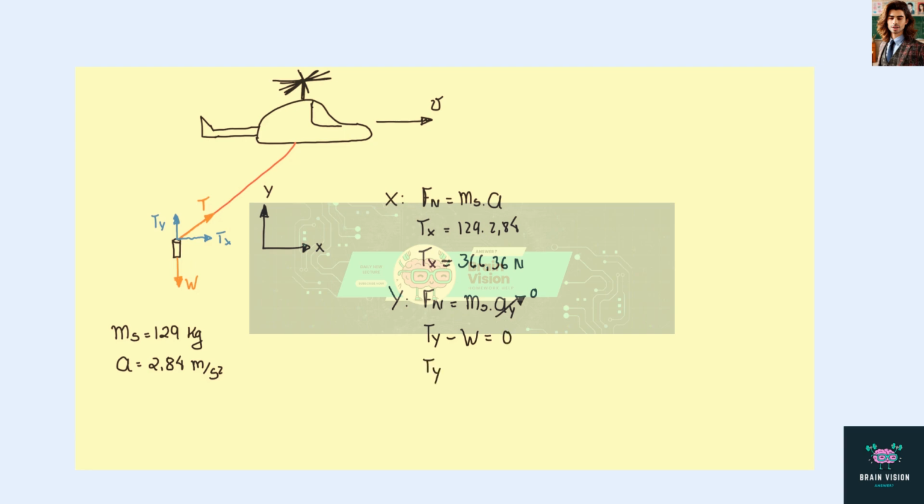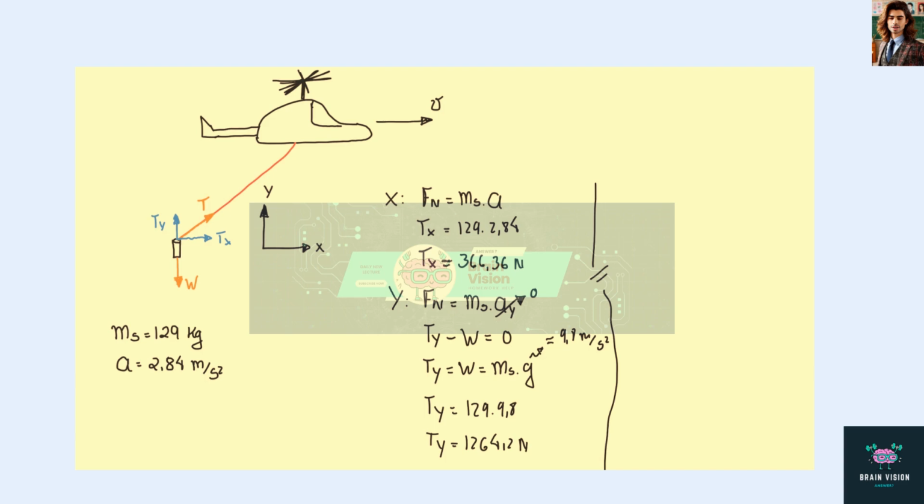So the y component of the tension force is equal to the weight force, which is given by the mass of the sensor times the acceleration of gravity, which is approximately 9.8 meters per second squared. Therefore, the y component of the tension is equal to 129 times 9.8, and this results in 1264.2 newtons.